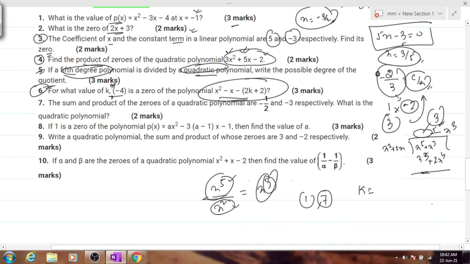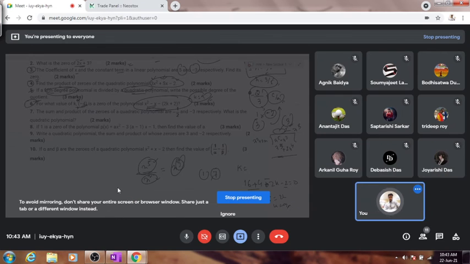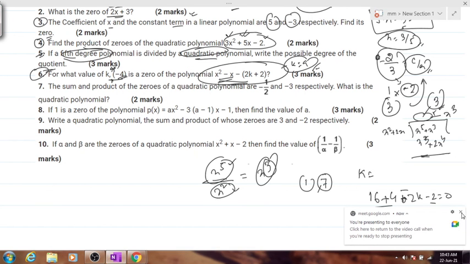Again, I feel there is something fishy over here. Put x equals minus 4 out here. How much will you get? 16 plus 4 plus 2 minus 2k minus 2 equals 0. 20, 18. I think we'll get 9. Yes, sir. K equals 9. Who is saying 91? K will be equal to 9. The value of x at which the polynomial is 0 over here is minus 4.